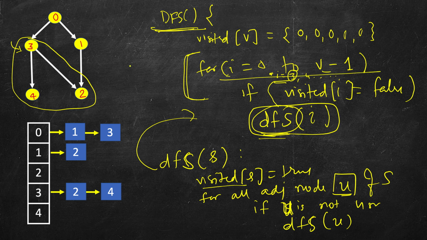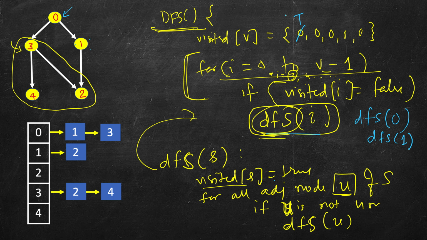So let's run through an example. Here in this case, we start from 0. 0 is unvisited, so start DFS from 0. So this calls DFS 0. And here we mark visited 0 as true. So this is true. And for all nodes U of 0, the adjacent nodes are 3 and 1. So first it will call 1. It will start DFS on 1. So it calls DFS 1.